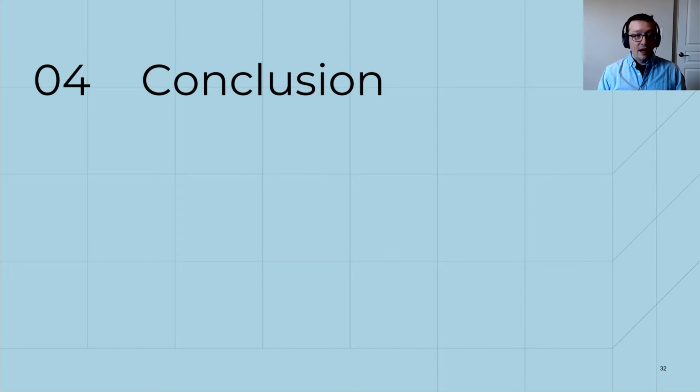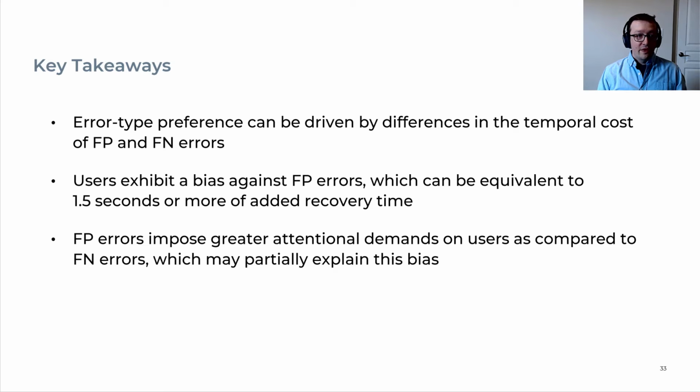Okay, so just wrapping up, we found that error type preference can be driven by differences in the temporal cost of false positive and false negative errors. We found that users exhibit a bias against false positive errors, which can be equivalent to 1.5 seconds or more of added recovery time. And we found that false positive errors impose greater attentional demands on users as compared to false negative errors, which may partially explain this bias.